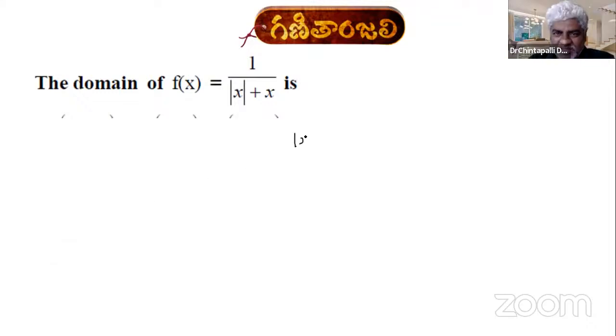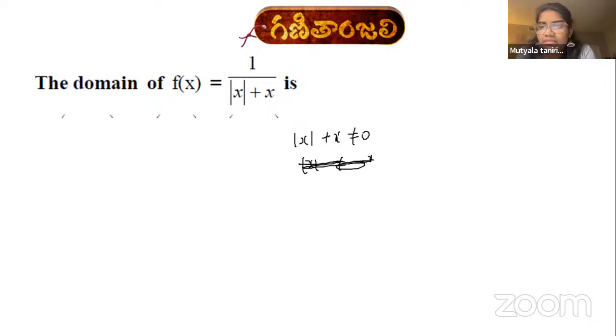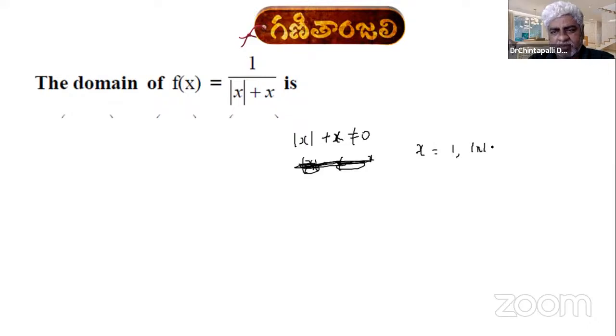No. There are some other points also there. Mod x plus x cannot be 0, right? Yes, sir. That means mod x should not be minus x, negative x. Let's do one thing. Mod of x plus x cannot be 0, right? Yes, sir. For x is equal to 1, mod x plus x is equal to 2, sir. Mod 1 plus 1 is not equal to 0, right?